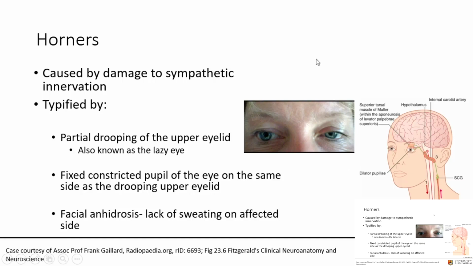So if you think about the function of the sympathetic nervous system, it has roles in dilating the pupil. If you are in a situation of stress, for example, someone is chasing you, one of the things that the sympathetic nervous system does is dilate the pupils, so the visual field is enlarged, so we can see more things. So if that is affected, then the pupil will be constricted.